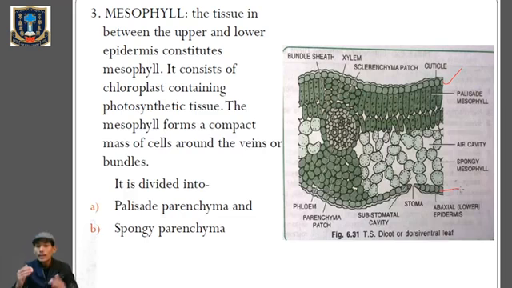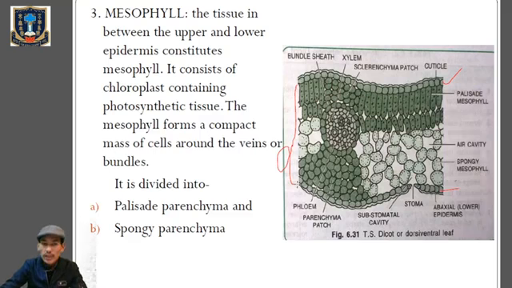Okay, so between the upper and the lower epidermis we will find the mesophyll tissue. I have told you that in between these two structures, the upper and the lower epidermis, we will find the mesophyll tissues. These mesophyll tissues consist of chloroplast-containing photosynthetic tissue. That means it will help in photosynthesis. So the mesophyll forms a compact mass of cells around the veins or the bundles.